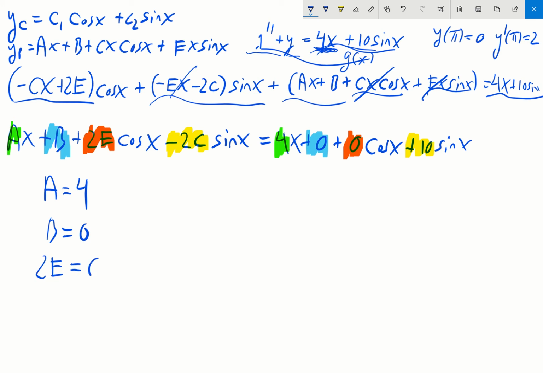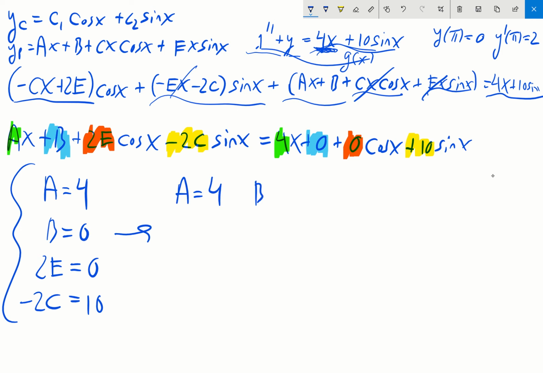2e will be equal to 0. And negative 2c has to be equal to positive 10. Some of these already come out solved. We know a equals 4, b equals 0. If we divide both sides by 2, we get that e equals 0. And here, dividing both sides by negative 2, we get c equals negative 5.